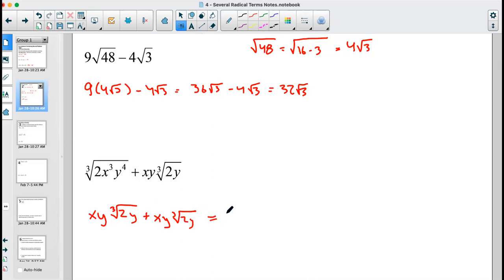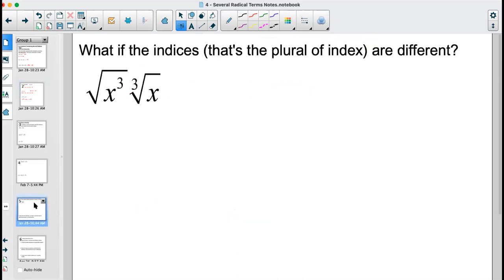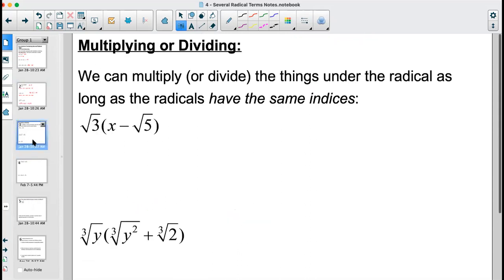And so there's 2 of them. So it's 2xy times the cube root of 2y. There's like one of these things plus another of these things gives me 2 of those things. So that is how those work. We'll do the multiplying and dividing rule, and then I'll probably break this video.